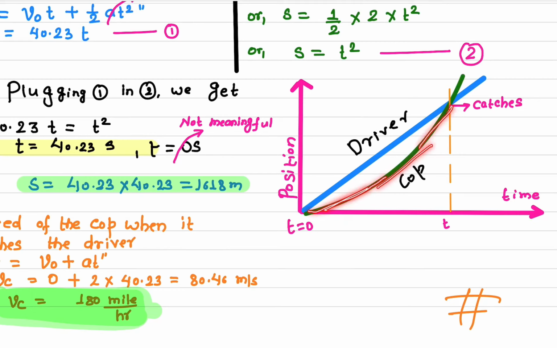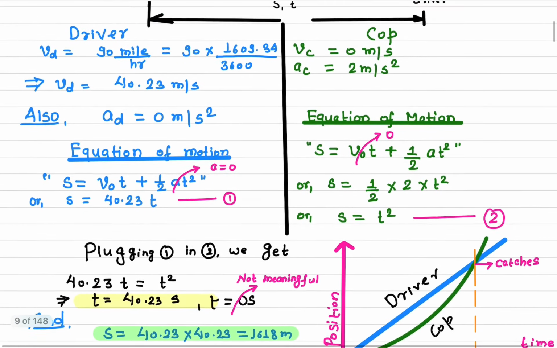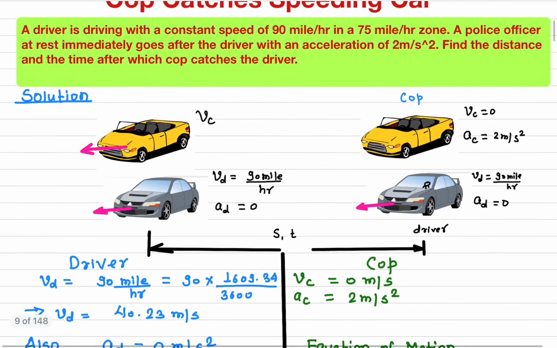At each point there's a positive slope here. If I draw a tangent, that means a positive slope, and it keeps increasing. So at this point, when both intersect, that means at this position the police officer catches the driver. So this is how you solve to find out the distance and the time for a police officer to catch a speeding driver. Go through each part and make sure that you understand each and every step here.